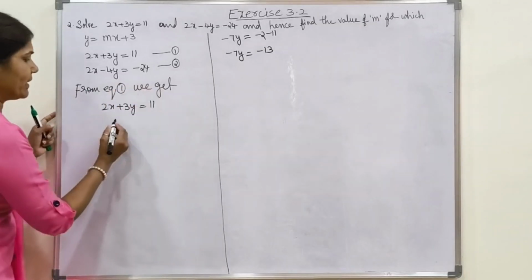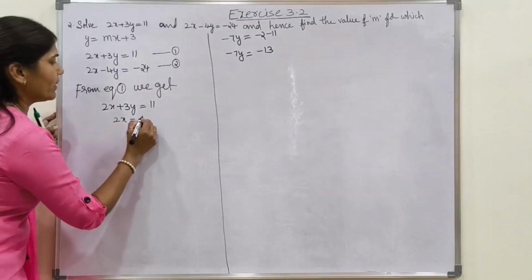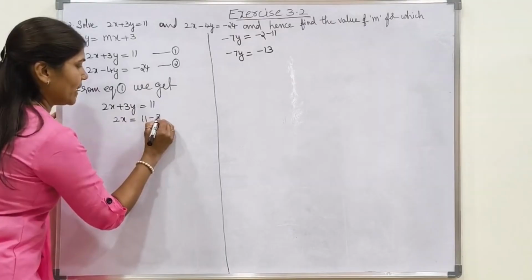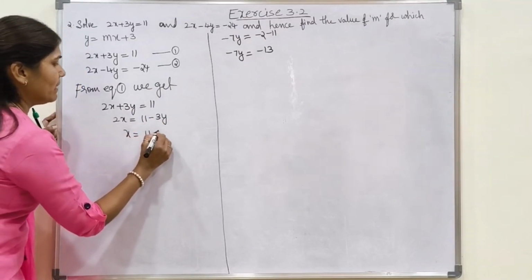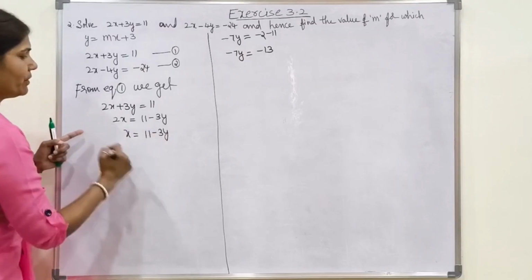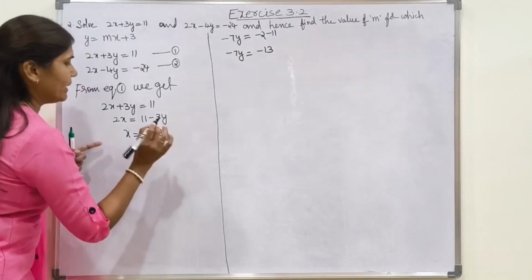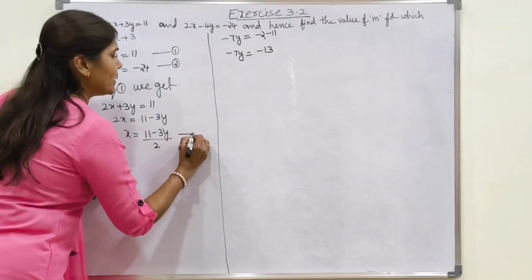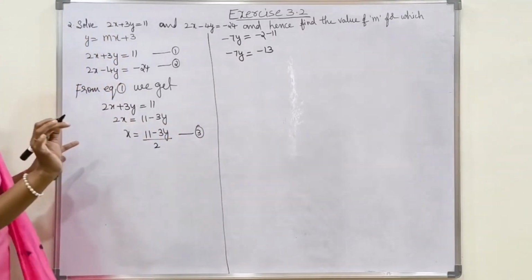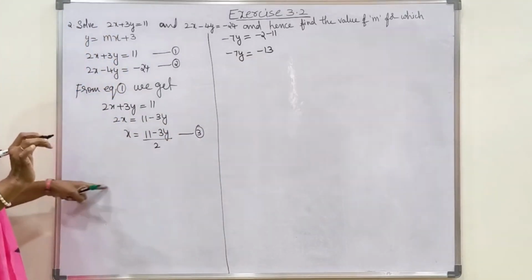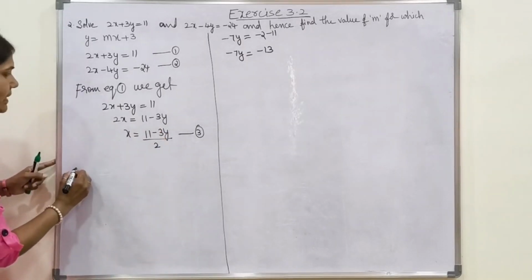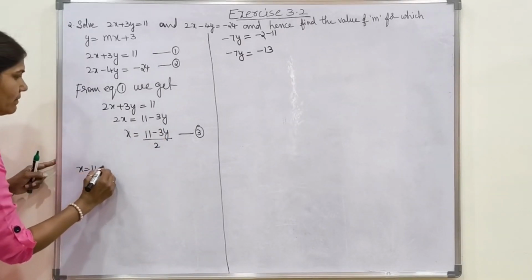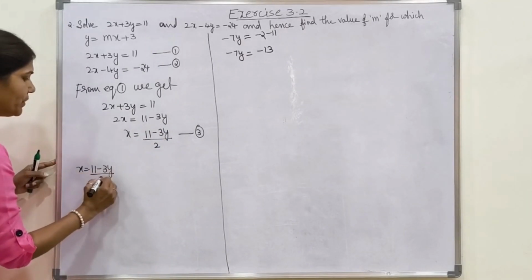First, we send 3y to the other side: 2x = 11 − 3y. Now x = (11 − 3y) divided by 2. You can write this as the third equation. This third equation we substitute into the second equation. The third equation is x = (11 − 3y)/2.